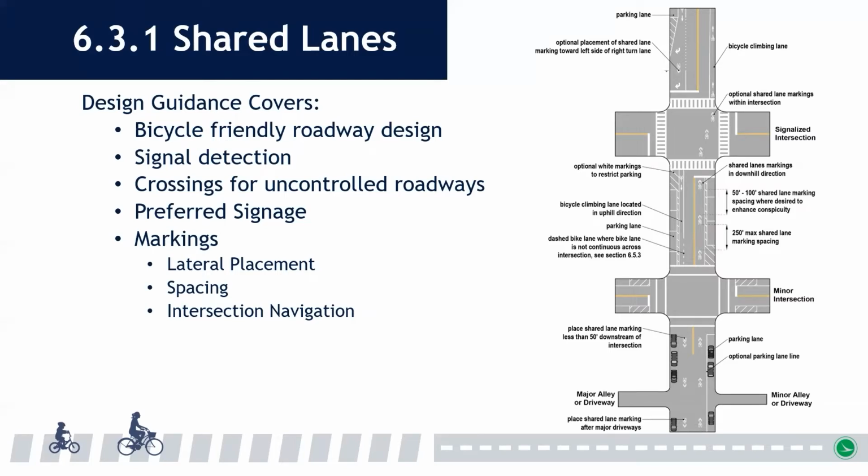This section of the guide describes bicycle-friendly roadway design, including pavement, drainage grates, utility locations, bridge expansion joints, and more, signal detection to respond to the presence of bicyclists, crossing treatments that may be needed for uncontrolled crossing locations to facilitate bicycle movements, preferred signage and placement, marking design, including lateral placement, spacing along a roadway, and options at intersections to improve navigation, and most importantly, it discusses appropriate lane widths.